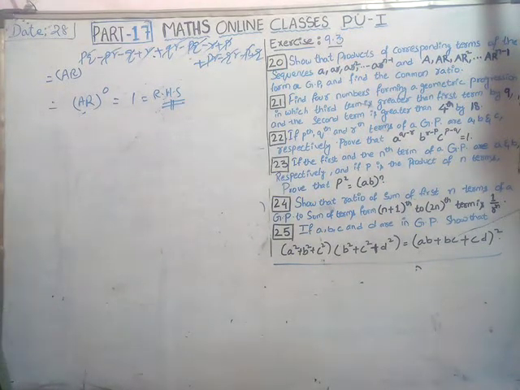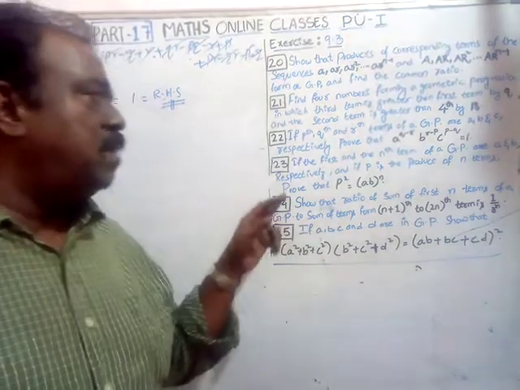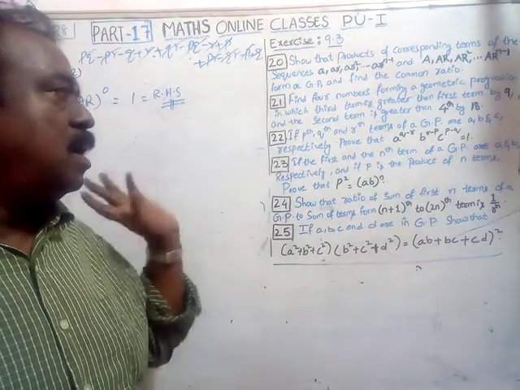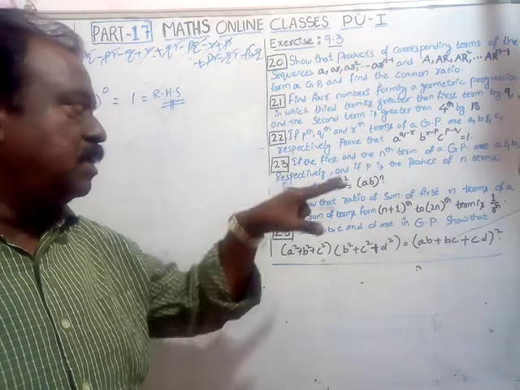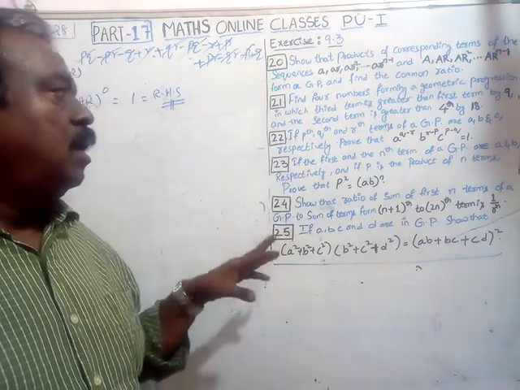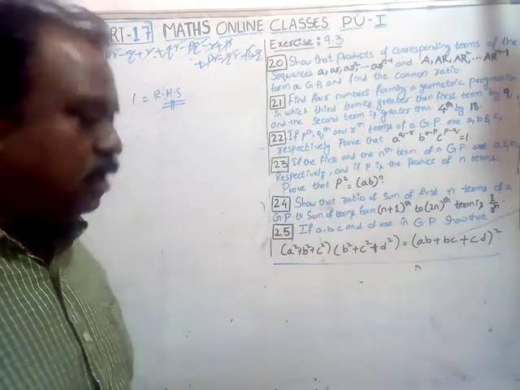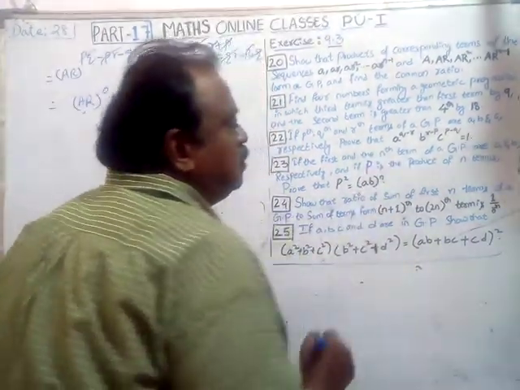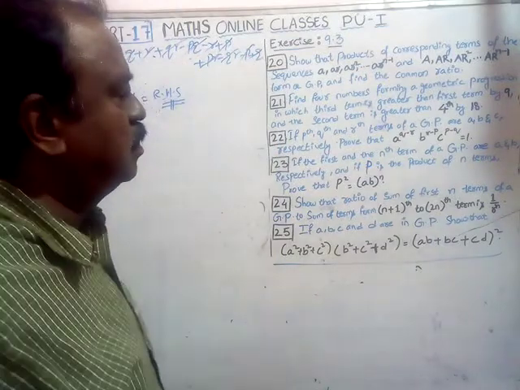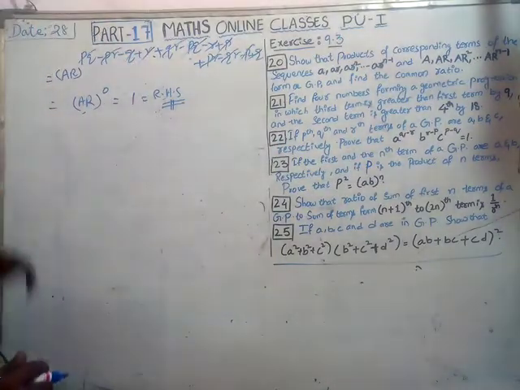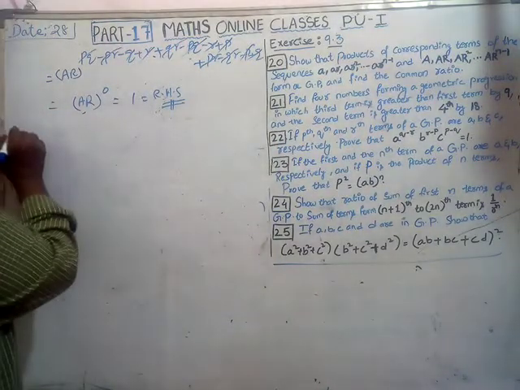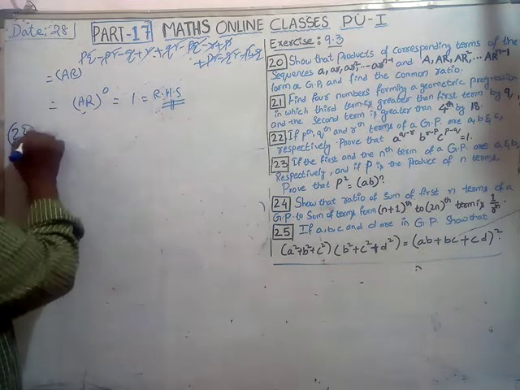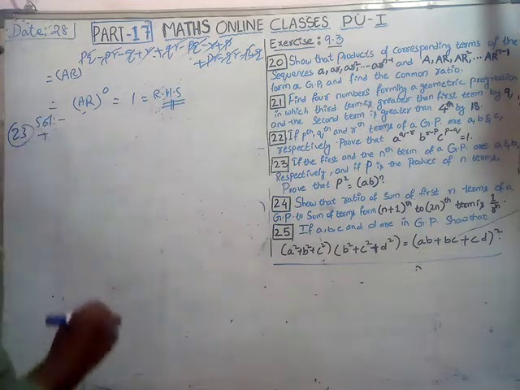23rd. If the first and the nth term of a GP are A and B respectively, and if P is the product of n terms, then we have to prove something. It is the 23rd solution.